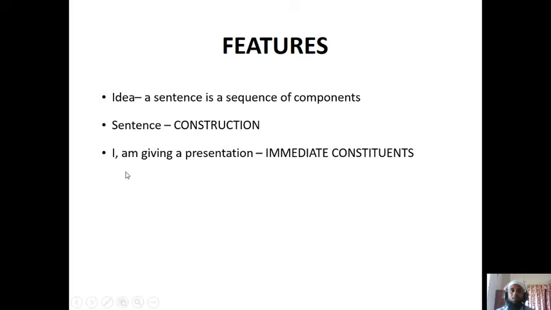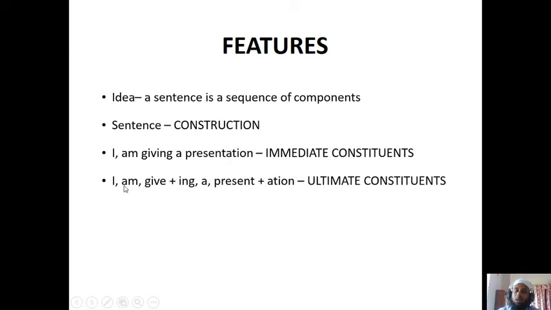For example, here you have I am giving a presentation. Here I and am giving a presentation at the first node are immediate constituents. And finally you get I, am, give, -ing, a, present, -ation, this is a suffix. They are ultimate constituents. And the order of elements is unchanged. So here you have a noun phrase, then a verb phrase. And the verb phrase consists of some words which are presented in an order. So the elements are ordered in a way which usually remains unchanged.